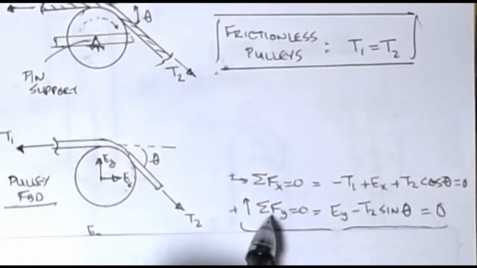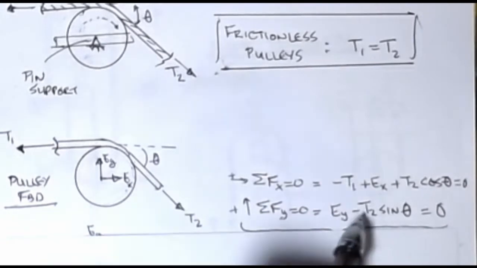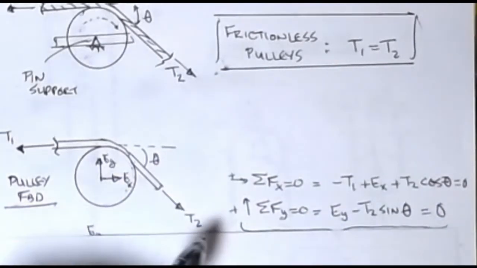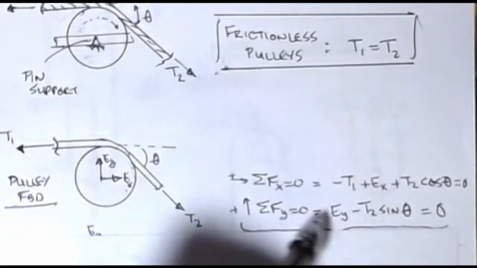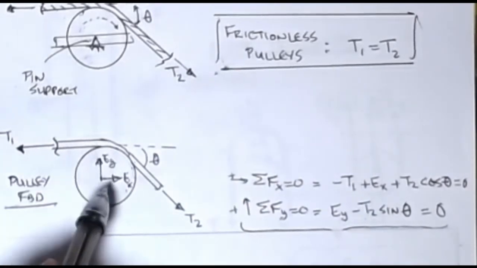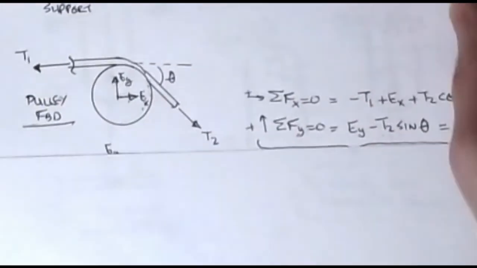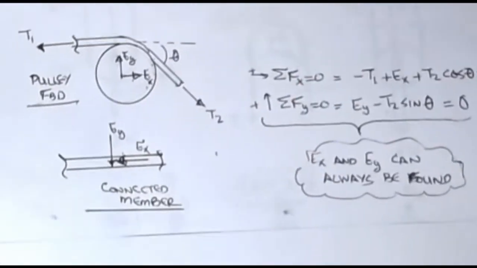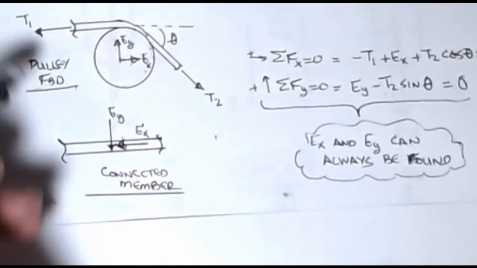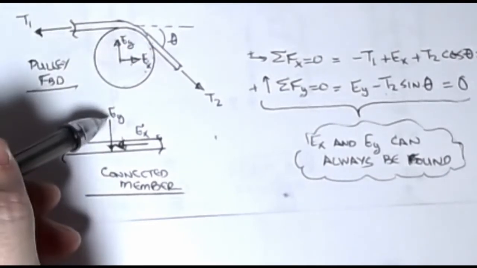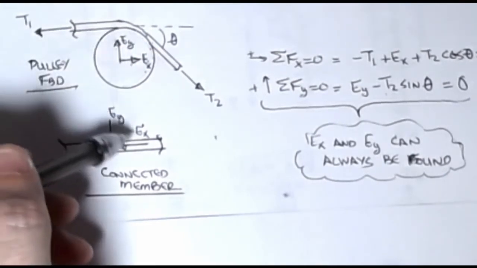Likewise in the Y direction, I could do EY up minus T2 sine theta, all equal to 0. Again, I know T2, I know theta, I can find EY, and so I can find those two reactions. That's handy because I can then pull the pulley off and get rid of T1 and T2 and basically put the reactions EY and EX in the opposite direction.